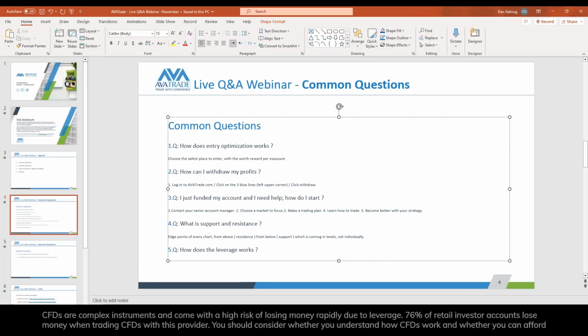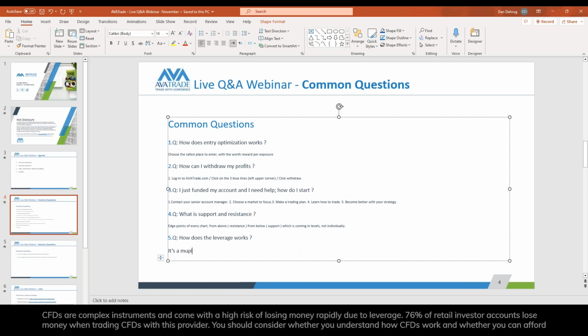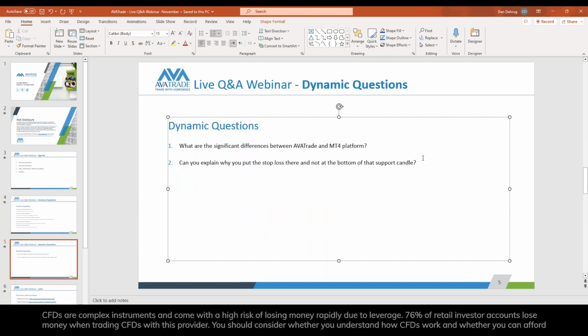Keep on running. How does the leverage work? So it's a multiplier that allows you to buy or sell more units, maybe some more buying power. No, more units with the same balance. Okay. What do we have left? Okay, that one I think, exposure.